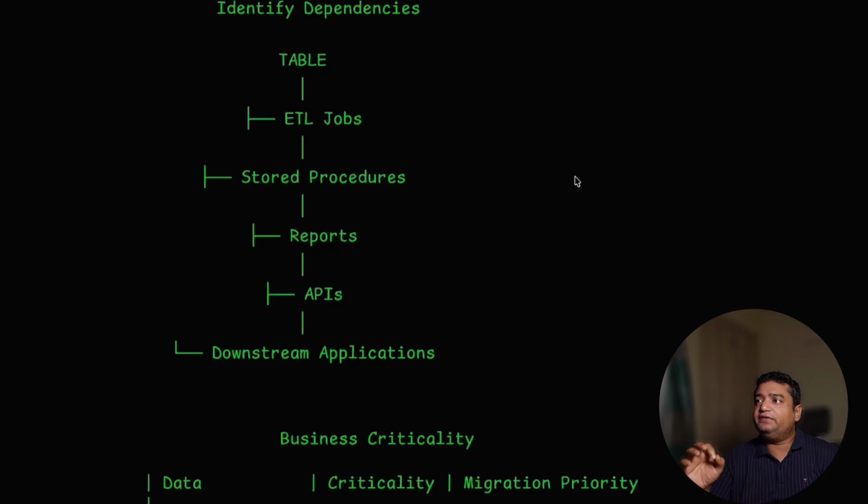The other thing is identifying the dependencies. Your table is being used in ETL jobs, stored procedures. It is used in creating reports, in APIs, in some downstream applications. So when you do the table profiling, you will get all this.